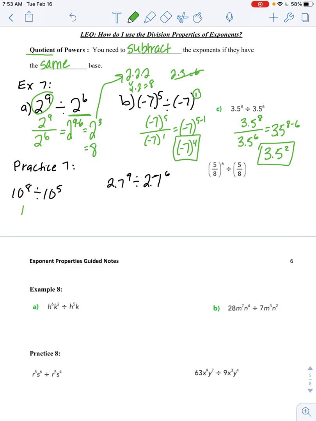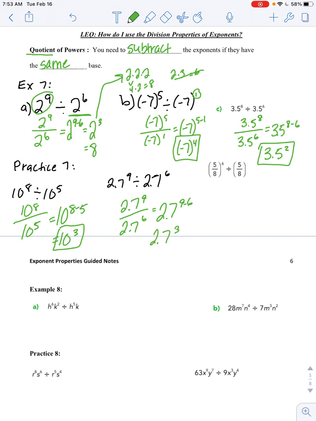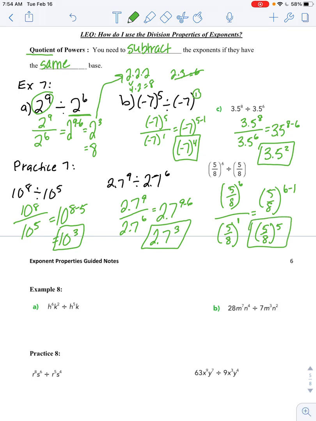All right, so we have 10 to the 8th divided by 10 to the 5th. So that's 10 to the 8 minus 5, which equals 10 to the 3rd. Next one, 2.7 to the 9th divided by 2.7 to the 6th. So that's 2.7 to the 9 minus 6, which gives you 2.7 to the 3rd. Next one, we have 5/8 to the 6th over 5/8. Remember, that's actually to the 1st power. So you have 5/8 to the 6 minus 1, which gives us 5/8 to the 5th power.